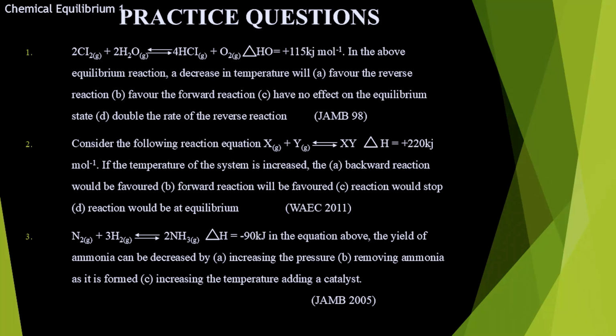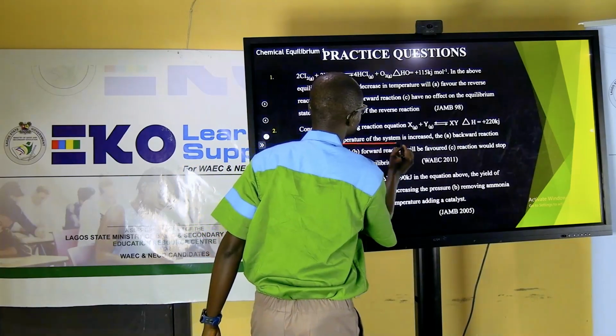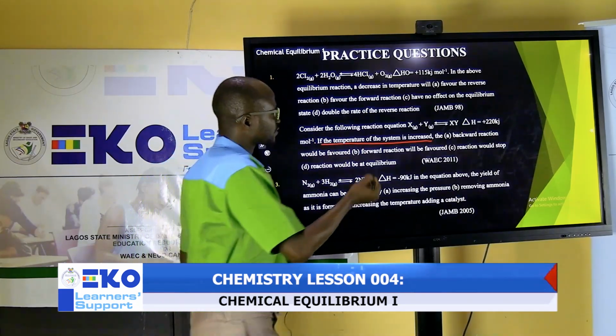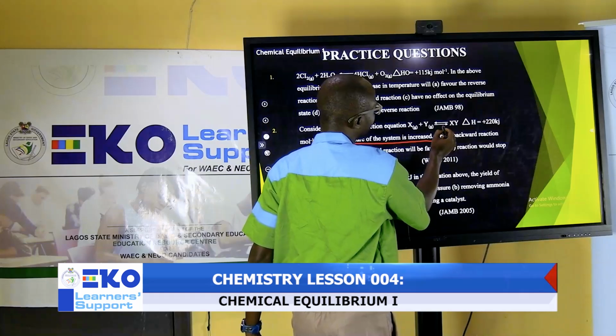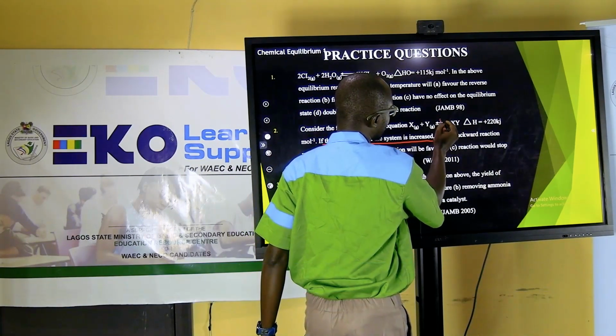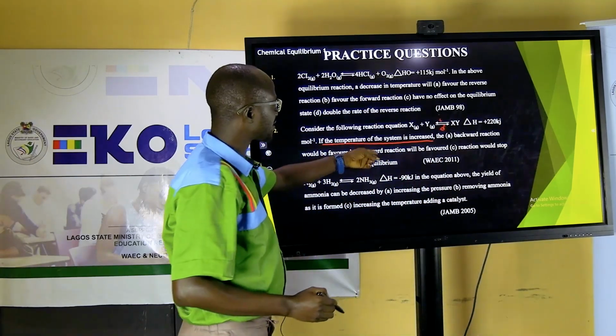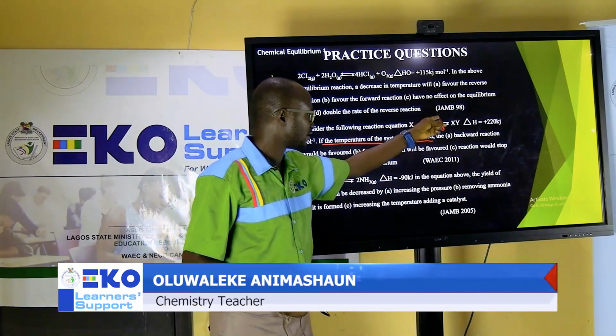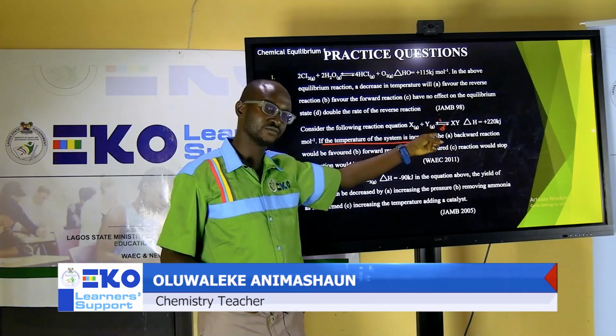Now let's go to question number 2. Consider the following reaction equation. As you can see, this is also an endothermic reaction. The question asks us, if the temperature of the system is increased, that's what we want to solve. Now, if we increase the temperature, let's go about it again. This is endothermic. The forward reaction for an endothermic reaction is endothermic, which is D, while the backward reaction is exothermic. So, for me to increase the temperature, which one will it favor, my students? Is it the upper one or the lower one?